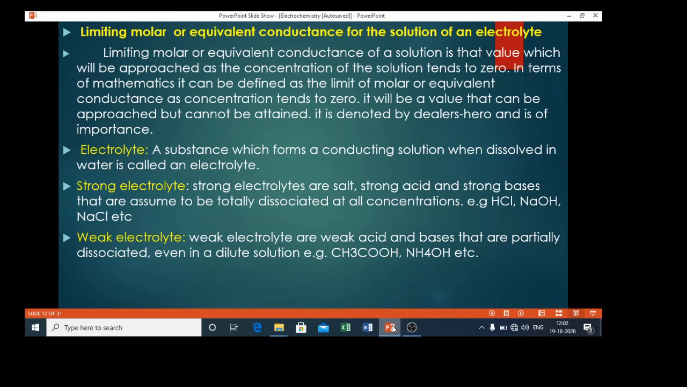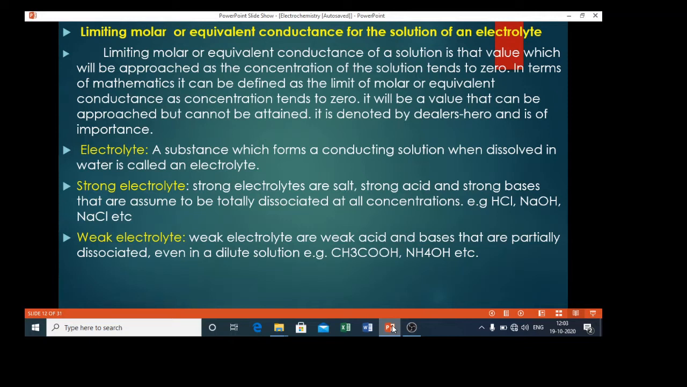Hello everyone. Today I am going to talk about the limiting molar or equivalent conductance for the solution of an electrolyte. Now, what is the limiting molar conductance or equivalent conductance? Limiting molar or equivalent conductance of a solution is that value which will be approached as the concentration of the solution tends to zero.